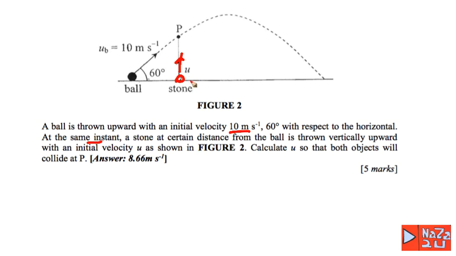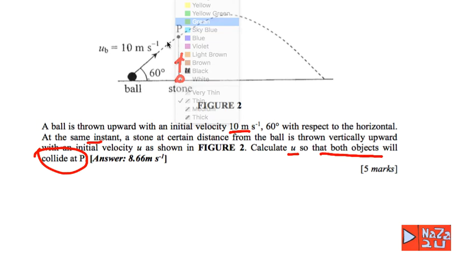As shown in the figure, calculate the value of u, the initial velocity, so that both objects will collide at the point P. Meaning at point P we have two objects colliding, the ball and the stone. The question asks what the initial velocity of the stone is.